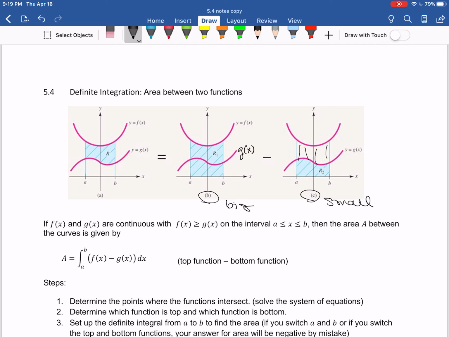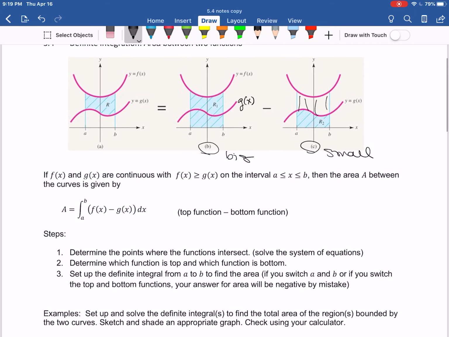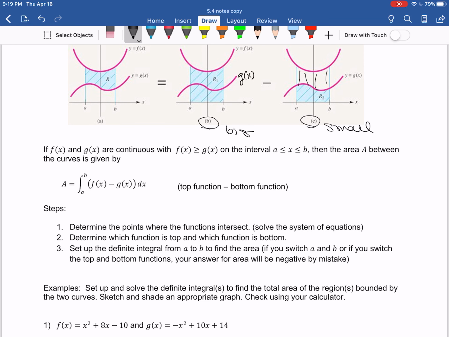That's the idea. We're going to take the integral of the top function minus the bottom function. Top function minus the bottom function, which is written here for you as a shortcut of what's going on. Specifically, the area is called A in this case. The area A is found by integrating from a to b the function f minus the function g, and that is assuming that f is on top of g. f is the top function, g is the bottom function.